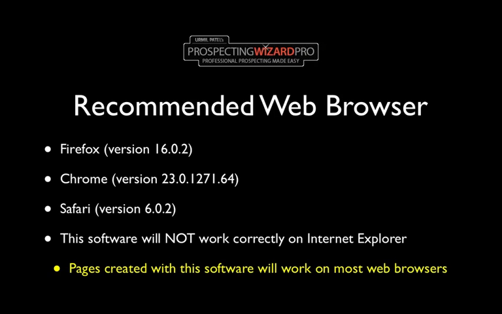For the best user experience with Prospecting Wizard Pro, here are a couple of recommended web browsers to use when running the software. We recommend you either run the software using Firefox, Chrome or Safari. This software will not work correctly on Internet Explorer version 8 or lower. However, pages created with this software will work correctly on the majority of web browsers, including Internet Explorer.